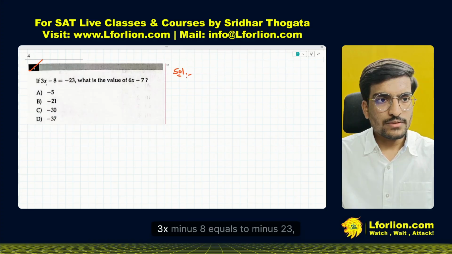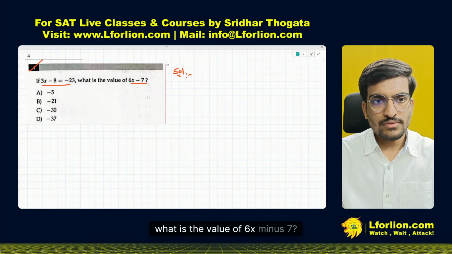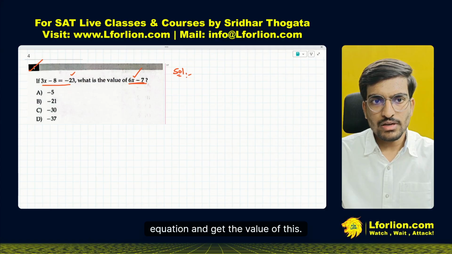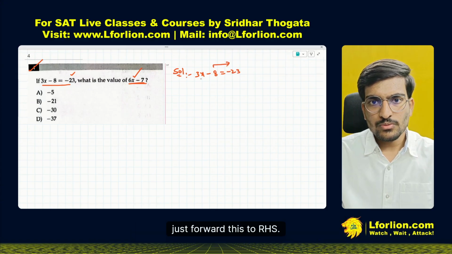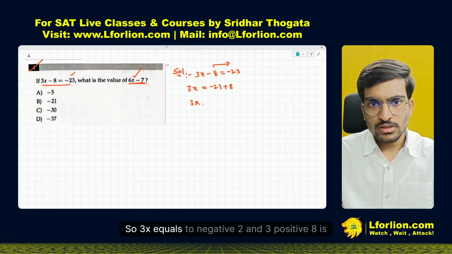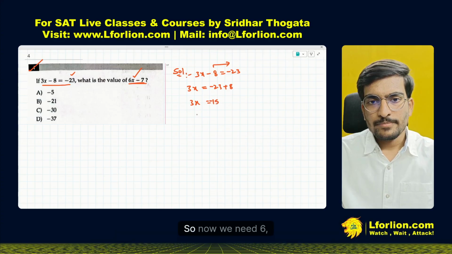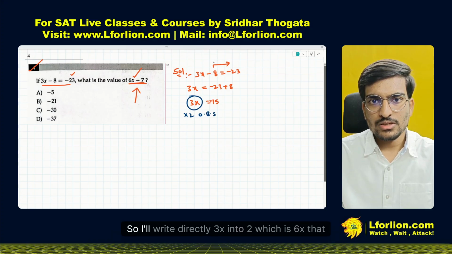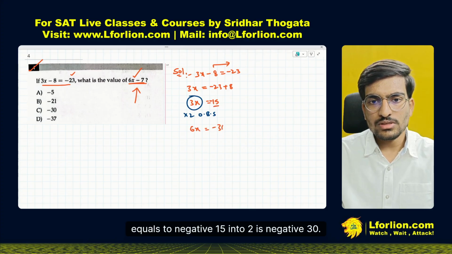Option C is correct. 3x minus 8 equals negative 23. What is the value of 6x minus 7? Here you can find the value of x from the given equation and then get the value of this, or else you can do it the other way also. I'll do it both ways. Let's see: 3x minus 8 equals negative 23. Forward this to the RHS. That's going to be 3x equals negative 23 plus 8, which is negative 15. Now we need 6x minus 7. So multiply 2 on both sides so that this turns into 6x. 3x into 2 is 6x, which equals negative 15 into 2, which is negative 30. Done, I got one term.